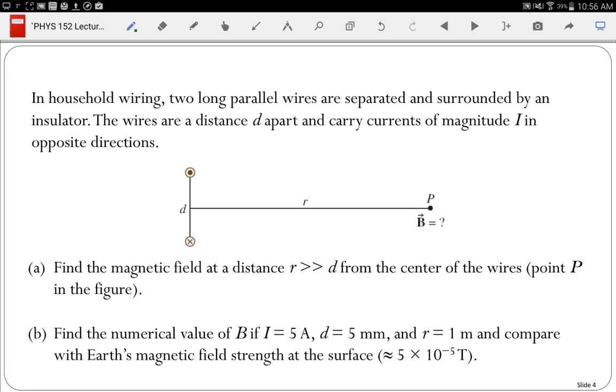So what we want to do here is to find out just how strong the magnetic field is as we move away from a wire. So here we have two wires separated by a distance d, and we're going perpendicular to that, a distance r away, and asking, what's the magnetic field? Now, first things first. What direction is the magnetic field created by the top wire at point P?